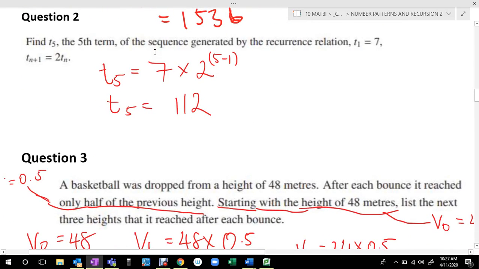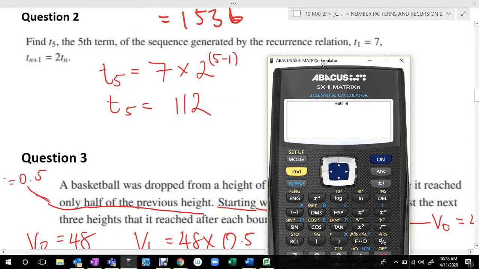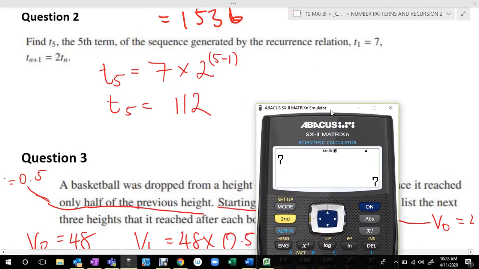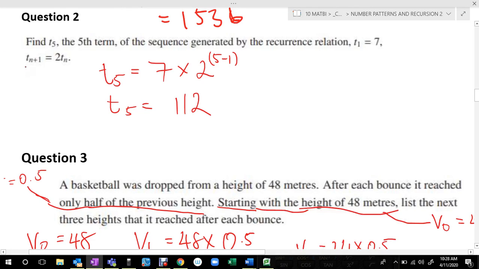Find the 5th term in this sequence. There are 2 ways you can do this. You can use either the nth term rule, or you can just use the recurrence relation and list out the next terms. You can do that on your calculator as well, guys. On your calculator, you know that the first term is 7. Jacqueline, what's the common ratio in this recurrence relation? What's the number you're multiplying by to get the next number? Yes, it's 2.